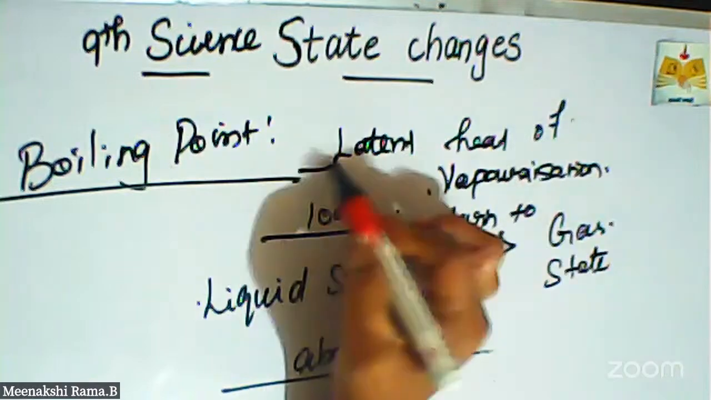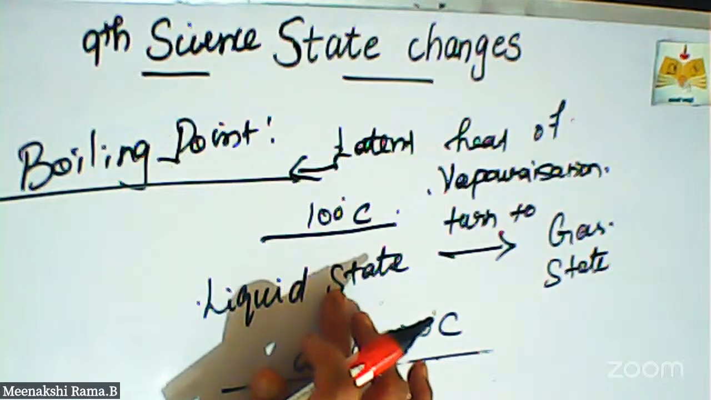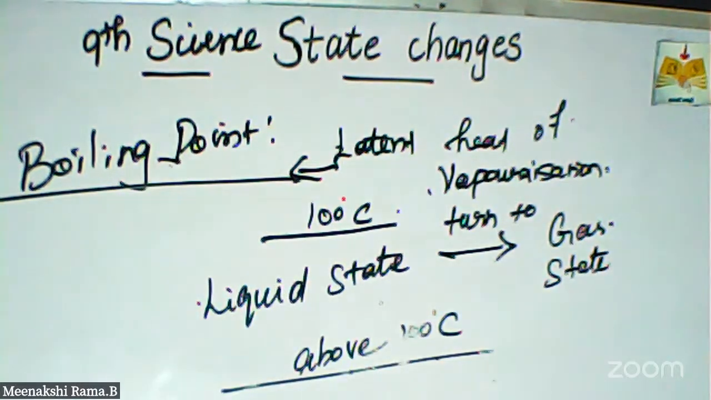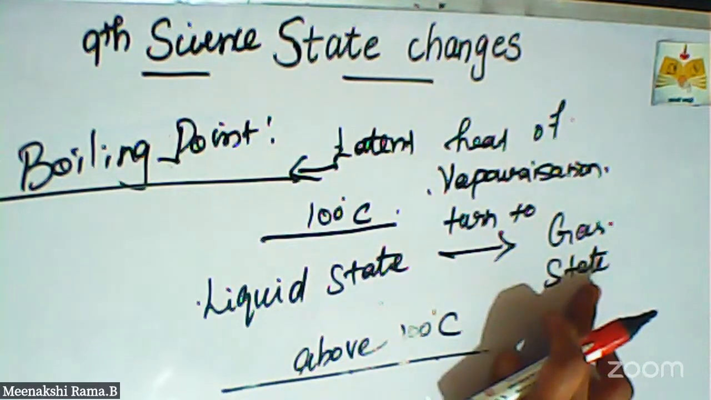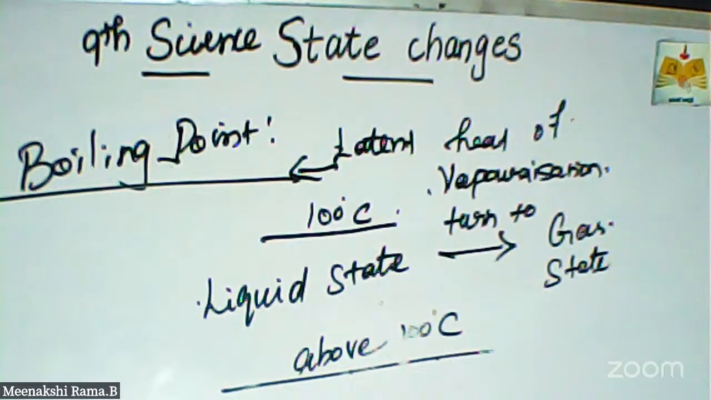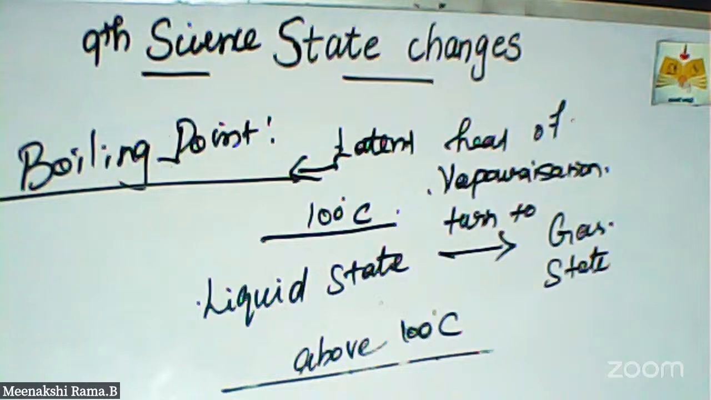So this concept is understood in the boiling point. Latent heat means the heat energy stored in steam, commonly called the latent heat of vaporization. When the water attains a temperature of 100 degrees Celsius, it starts changing from liquid state to gaseous state. The temperature of water does not rise above 100 degrees Celsius because the supply of heat energy is used only for the boiling of water, so that heat energy is stored in the steam.